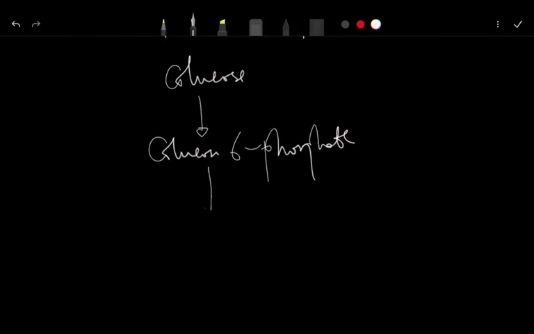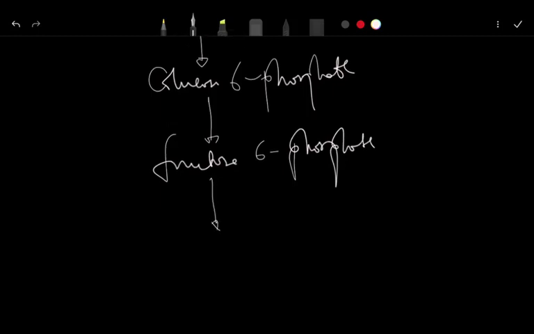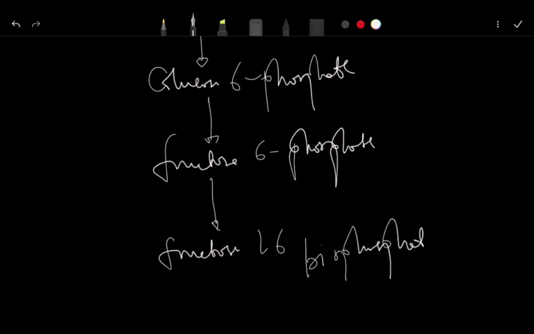Then giving rise to fructose 6-phosphate. Then here we produce fructose 1,6-bisphosphate. Alright, now the idea is this: the enzyme that is catalyzing this step is PFK1. Now this enzyme is the rate limiting step of the glycolytic pathway.